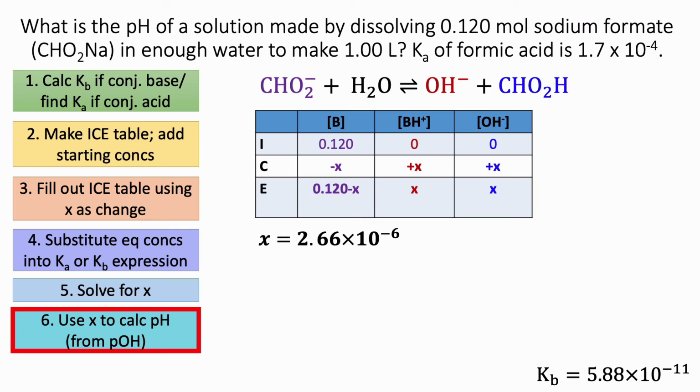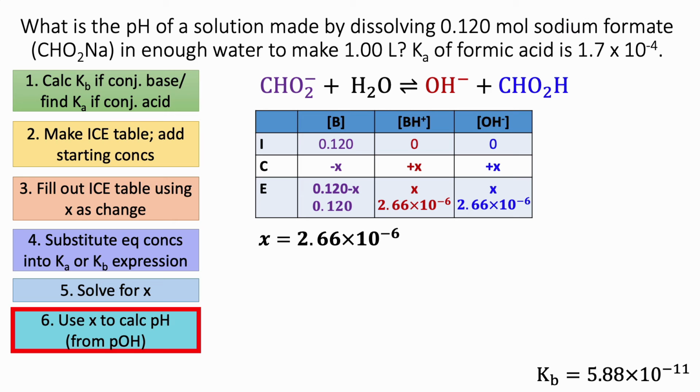So now we have a value for X. We can plug it into the ICE table, right? Both our hydroxide concentration and our protonated base will be 2.66 times 10 to the minus 6th. The base concentration, if you subtract that from 0.120, it still rounds to 0.120. So our assumption was correct. And now we can use X to calculate the pH.